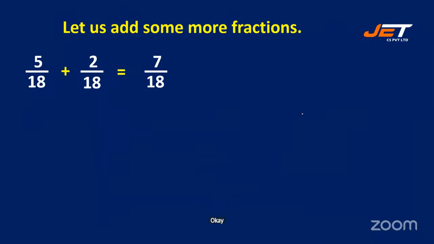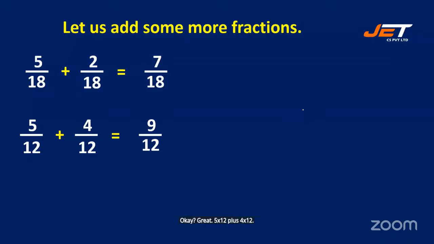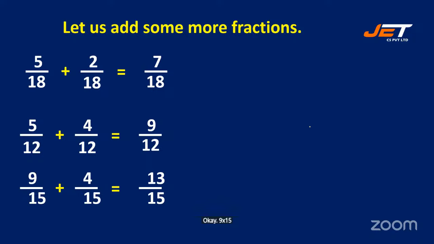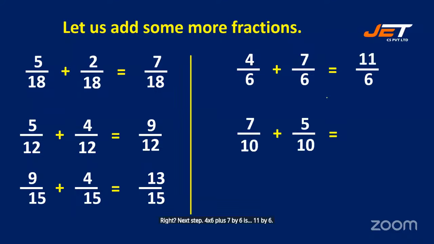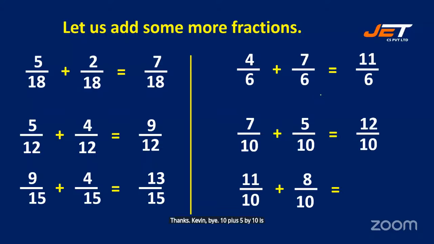Okay, right. 5 by 12 plus 4 by 12, which is 9 by 12. Okay, 9 by 15 plus 4 by 15 is 13 by 15. Right? Next, 4 by 6 plus 7 by 6 is 11 by 6. Next, 7 by 10 plus 5 by 10 is 12 by 10. 11 by 10 plus 8 by 10 is 19 by 10.